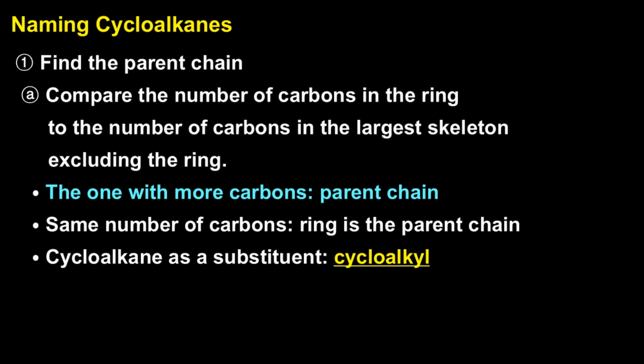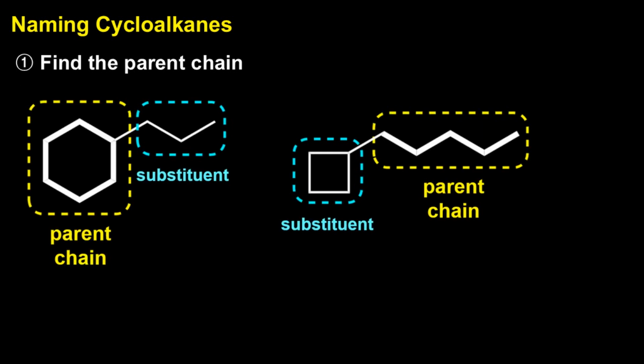The first step in naming a cycloalkane is finding the parent chain. Most of the time, the ring itself is the parent. But if there's a longer carbon chain outside the ring, we have to compare the two. If the ring has more carbon atoms than the longest chain outside, we go with the ring as the parent. Even if the ring and the chain have the same number of carbons, the ring still takes priority. But if the chain outside the ring is longer, then the ring gets demoted to a substituent, and we name it as a cycloalkyl group.